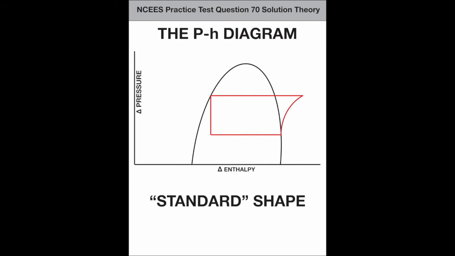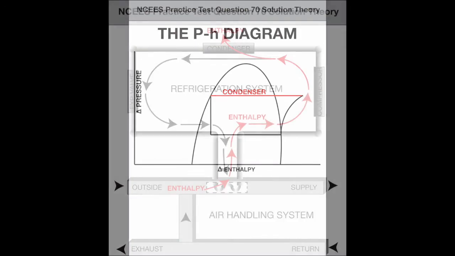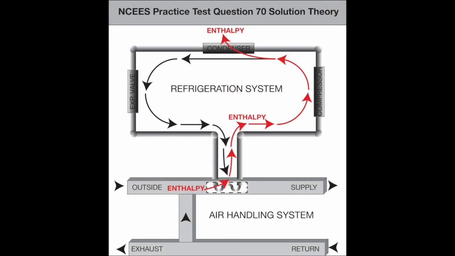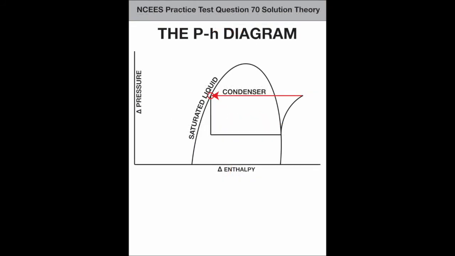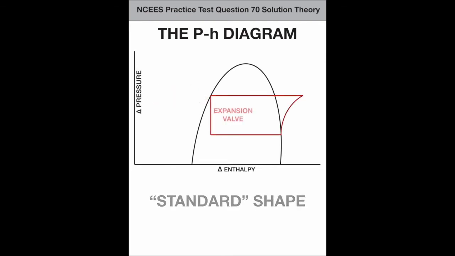Continuing along the shape, this represents the action of the condenser. Here, the refrigeration cycle rejects the enthalpy taken in earlier by the evaporator. Unless specifically indicated in a question, always assume this terminates at the saturated liquid line. This is what the question means when it says, no condenser subcooling. Finally, this represents the action of the expansion valve, which obviously decreases the pressure of the refrigerant. This section matters the least to the solution for this question.